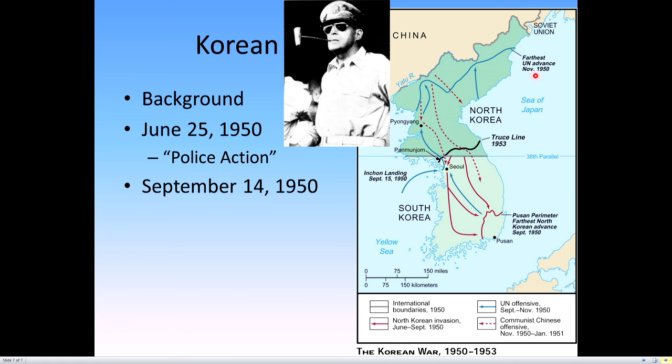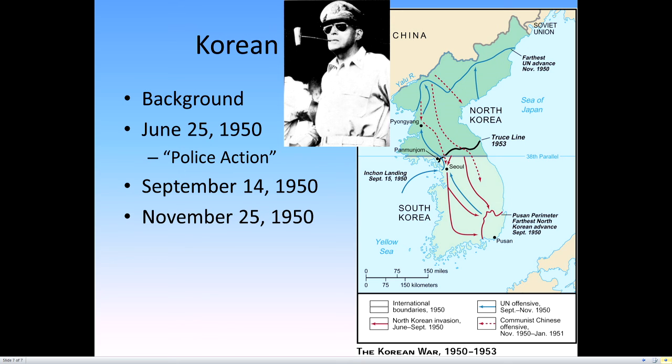As you can see, this is the farthest UN advance in 1950. And they actually approach the Yalu River, the river that separates China from Korea. And as they approach the Yalu River, the Chinese government in Beijing under Mao Zedong sent a message where they say, if the UN army approaches the Yalu River, we're going to take that as evidence that you are trying to conquer China.